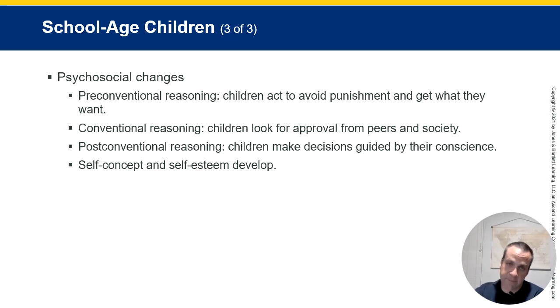Psychosocially, this specific age group is navigating complex emotional terrain. They begin developing moral reasoning at this stage. Initially, it's about pre-conventional reasoning: avoiding punishment and seeking reward. Then they shift into conventional reasoning, where their choices are driven more by peer approval and a desire to follow social rules. Later they begin exploring what is called post-conventional reasoning, guided by a personal sense of ethics and fairness.